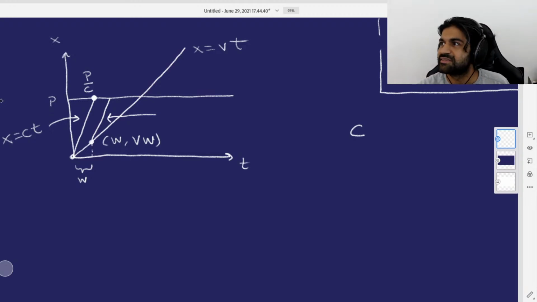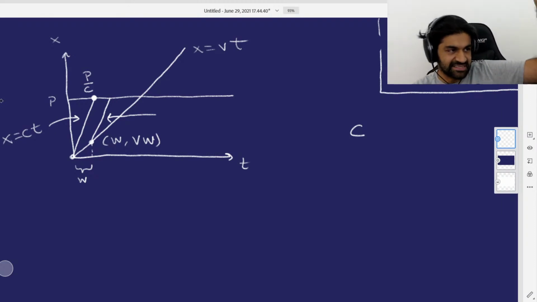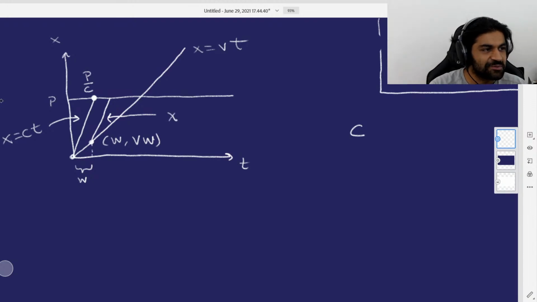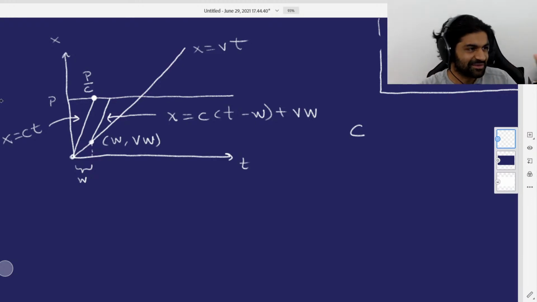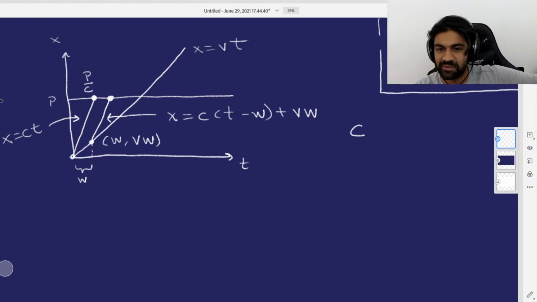What is the equation of this line going to be? Well, we can use point slope form. You remember that from a long time ago. The slope of this line is still c, right? So the equation of this line is going to be x equals c times (t minus w) plus vw, because the line has a slope of c and goes through the point w comma vw. Hopefully that makes sense. Then what is the coordinate of this point up here? Remember, I'm only interested in the time coordinate. The position coordinate is definitely just going to be p.